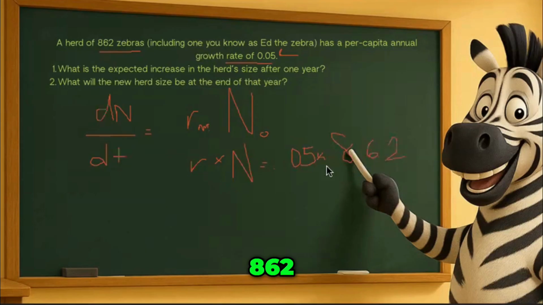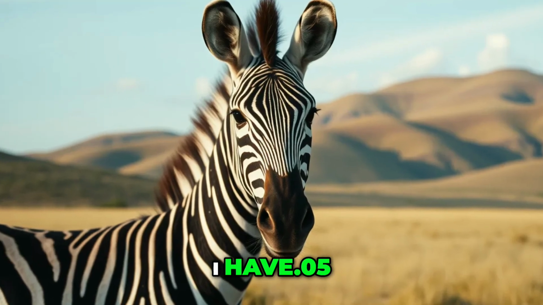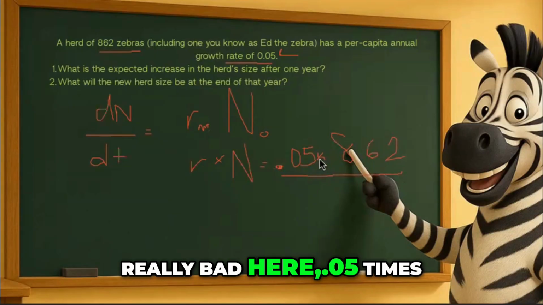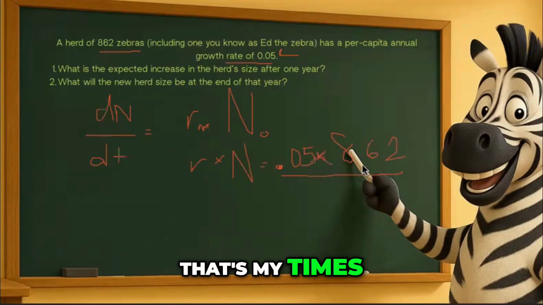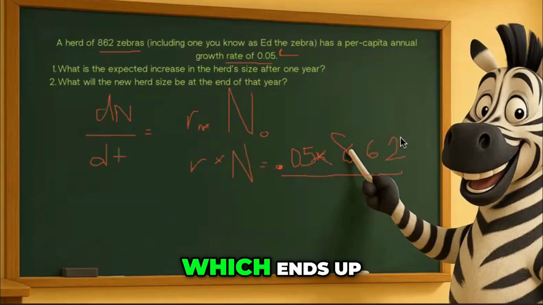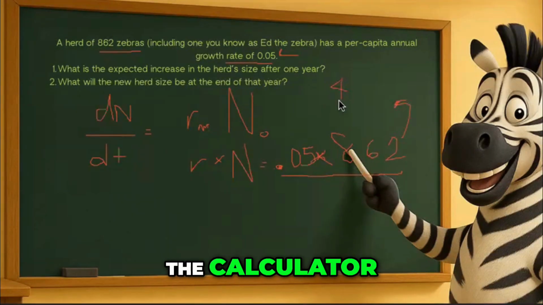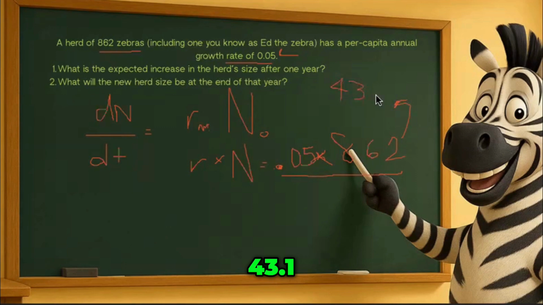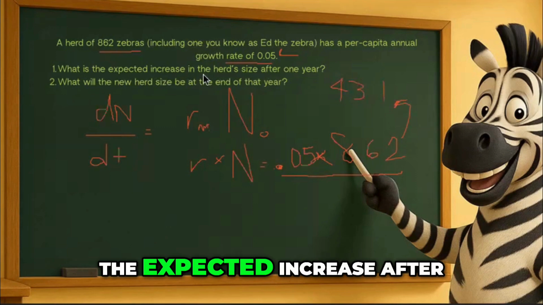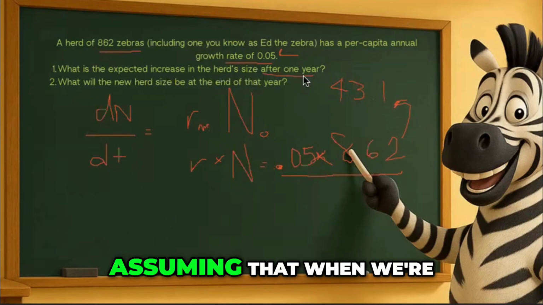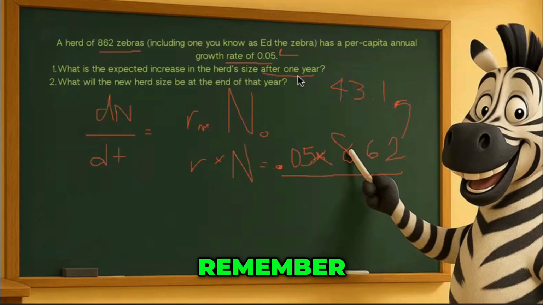That is 862. So basically I have 0.05 times 862, which ends up, if you put that into your calculator, remember you're allowed to use the calculator, as 43.1. So that would be the expected increase after 1 year, because when we're looking at that formula, remember, it is 1 year.